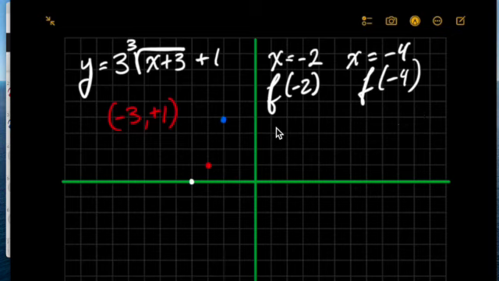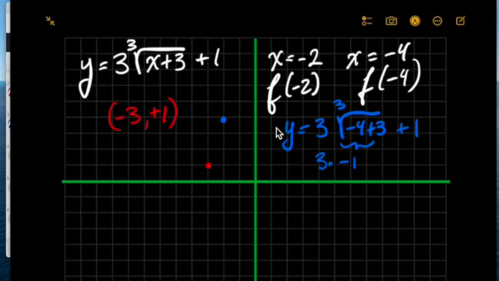Next, we're going to do f of -4. If we do f of -4, we're going to have y equals 3 times the cube root of -4 plus 3, plus 1. That's going to give us the cube root of -1, which is -1, times 3 is -3 plus 1 is going to be -2. So there's our next point.